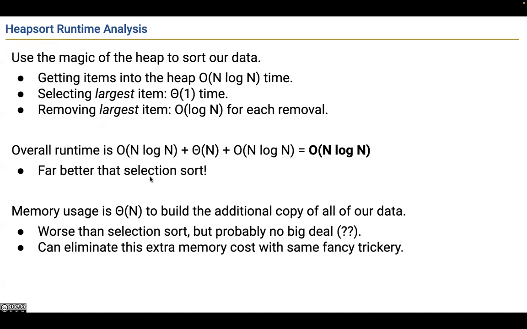selection sort. So selection sort was n squared. I have now gotten it down to n log n. Pretty cool. And it was all thanks to the heap. Okay, what about memory usage?